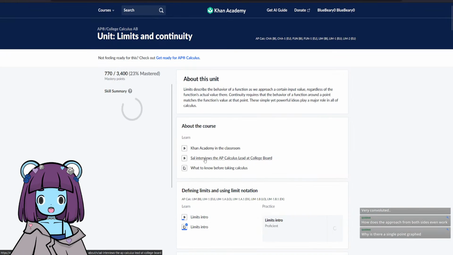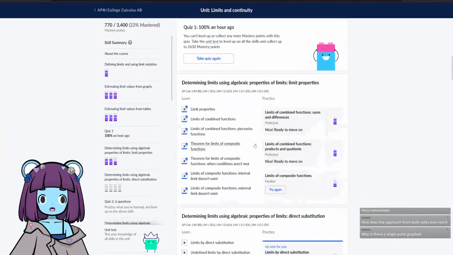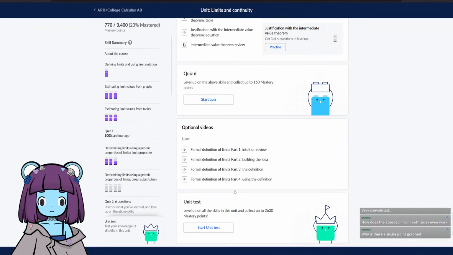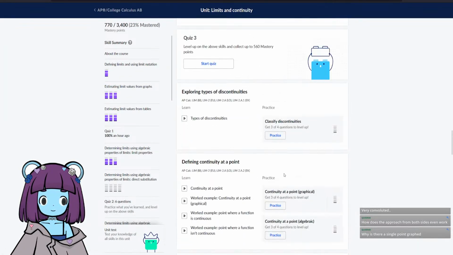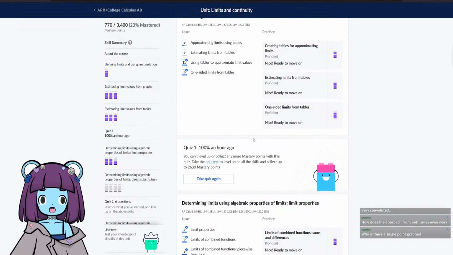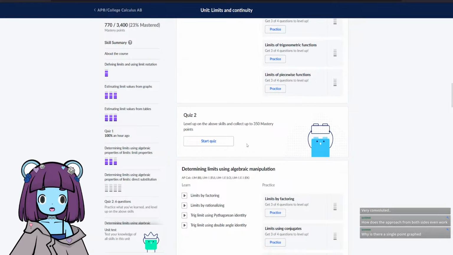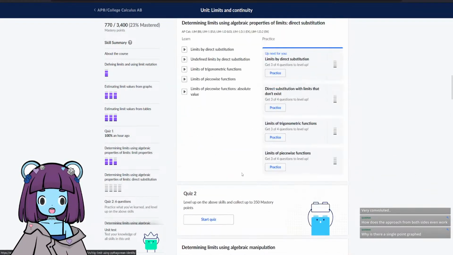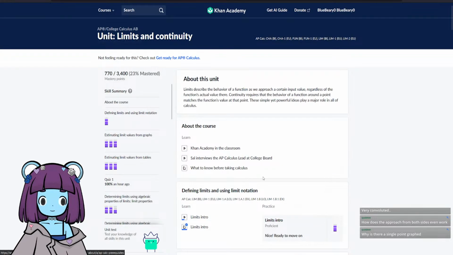Can I go back to my progress? We're not even done with limits. I want to get to derivatives. This is how much I have left of limits. I wanted to finish up to quiz 2, but I don't think that's happening. So we'll do it again next time.